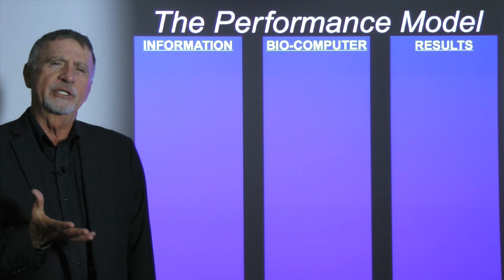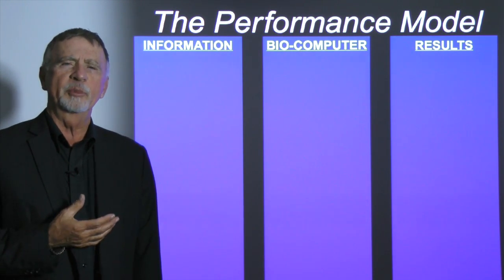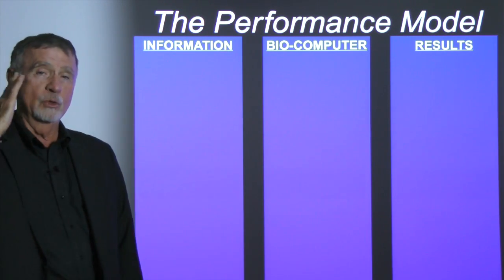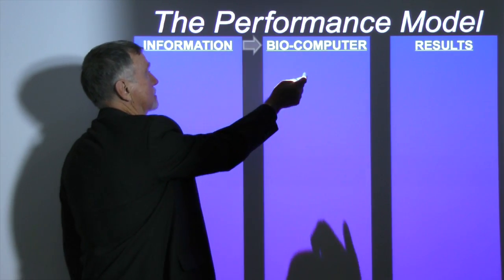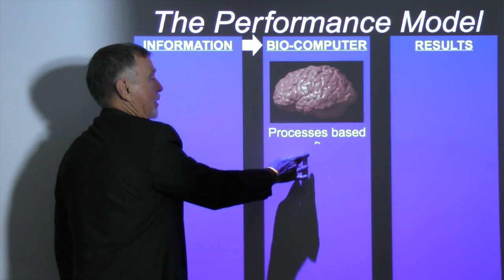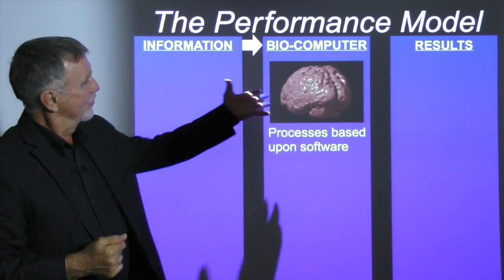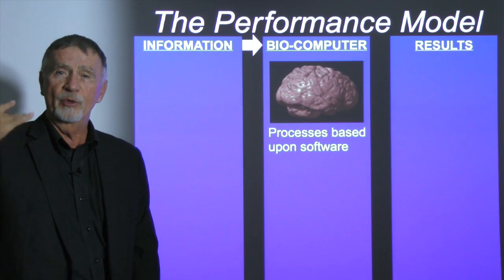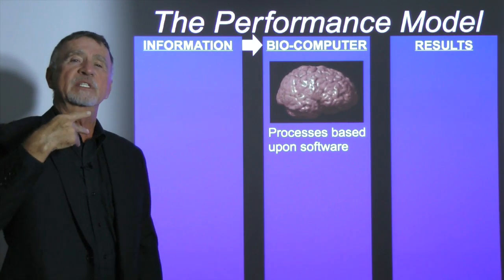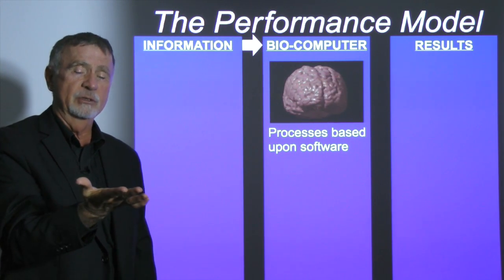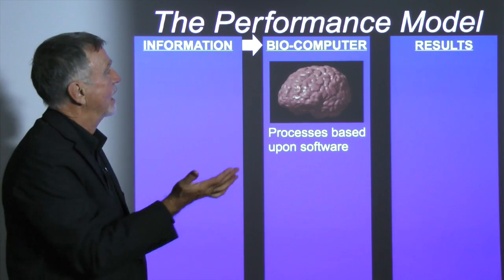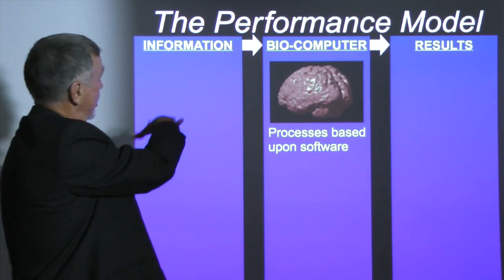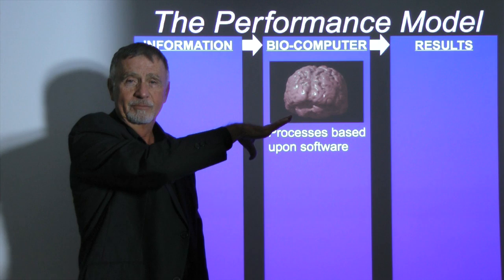The performance model is just a way to look at how we as human beings function. Basically, information goes into our brain, which we look at as a biological computer. That information is processed in the brain based upon our software, that is, based upon the neuron patterning in the brain cells that processes that information and tells us what to do. And then, of course, we have a result over here. That is input, processing, output.